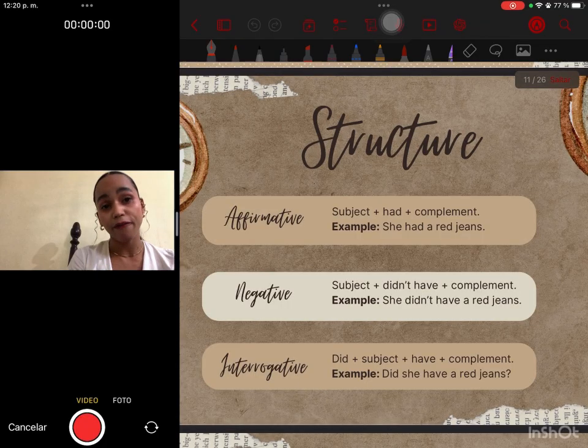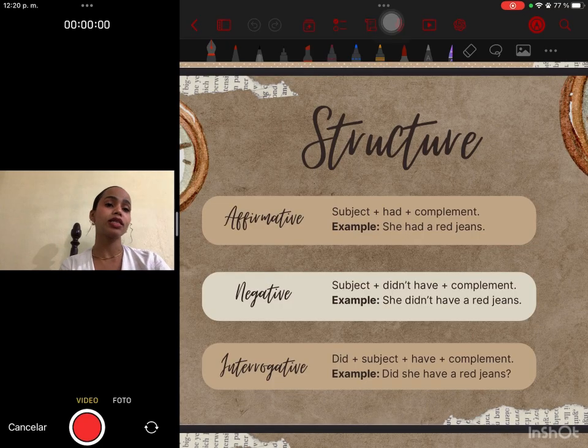The structure for forming sentences in simple past with the verb have, in the affirmative, is subject plus had plus complement. Example, she had a red jeans. She is the subject. Had is the verb, the irregular verb in simple past.